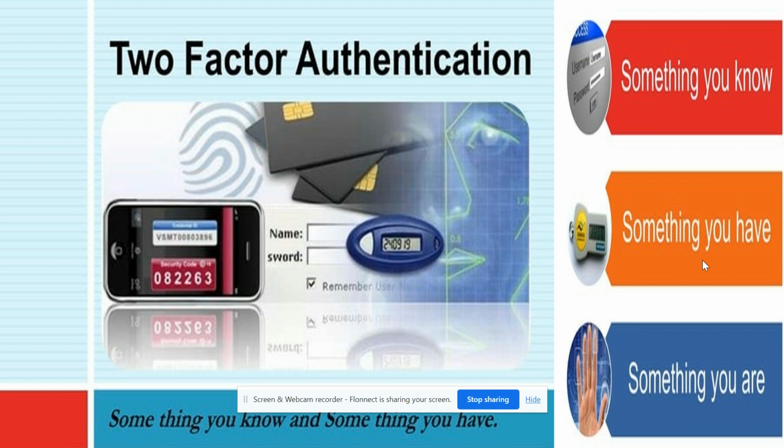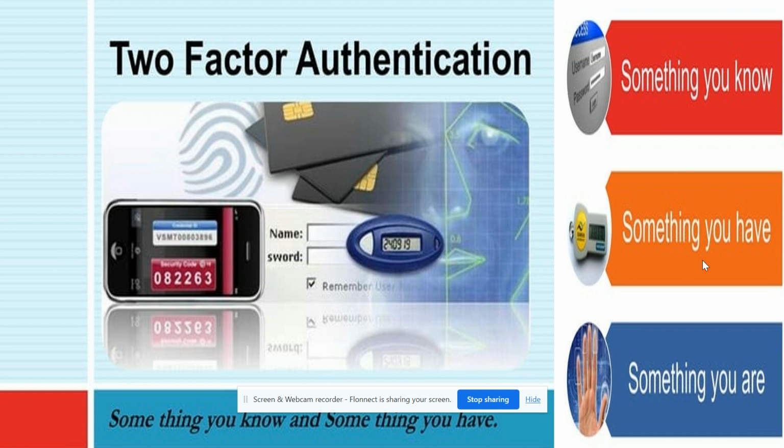First one is something you know. Information is classified as something you know if you store it in your memory and can retrieve it when needed. This includes a password, an answer to a security question, or a personal identification number. Something you have. This factor refers to information that you can physically carry with you. This includes a smartphone, smart card, hardware tokens, etc.